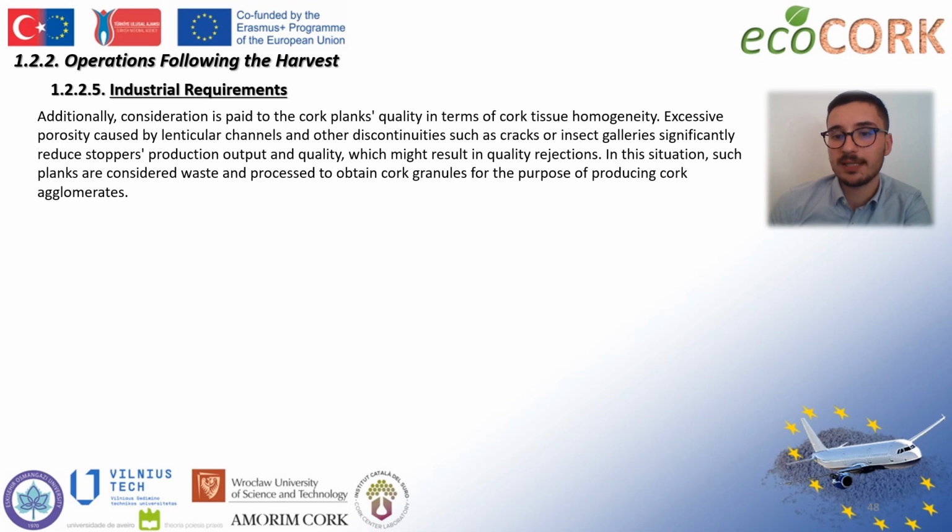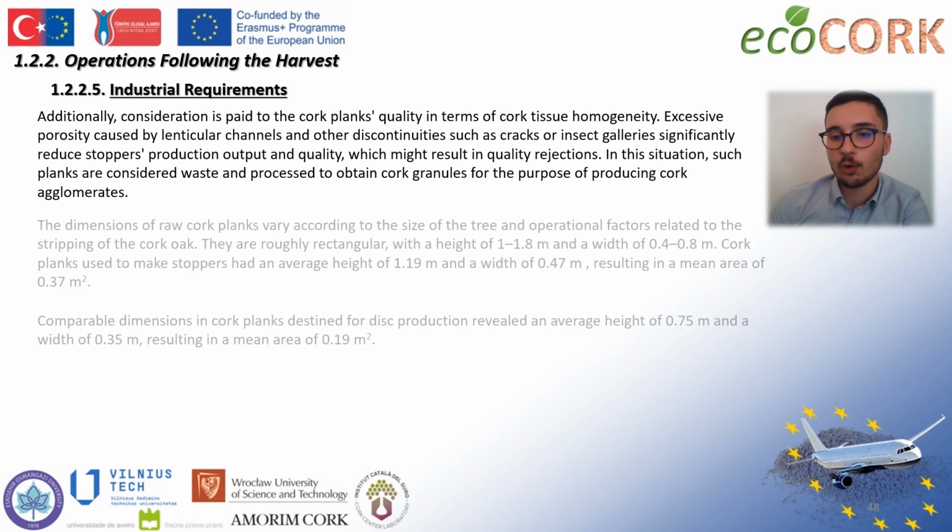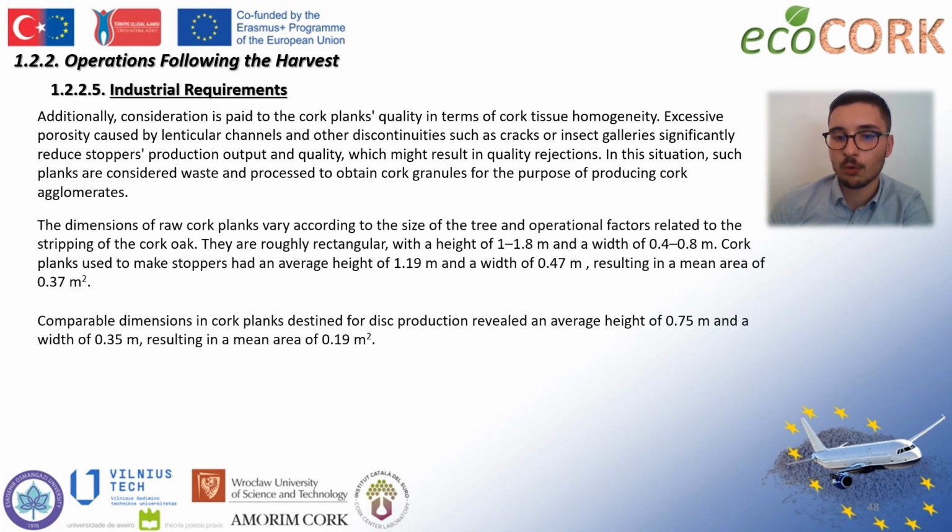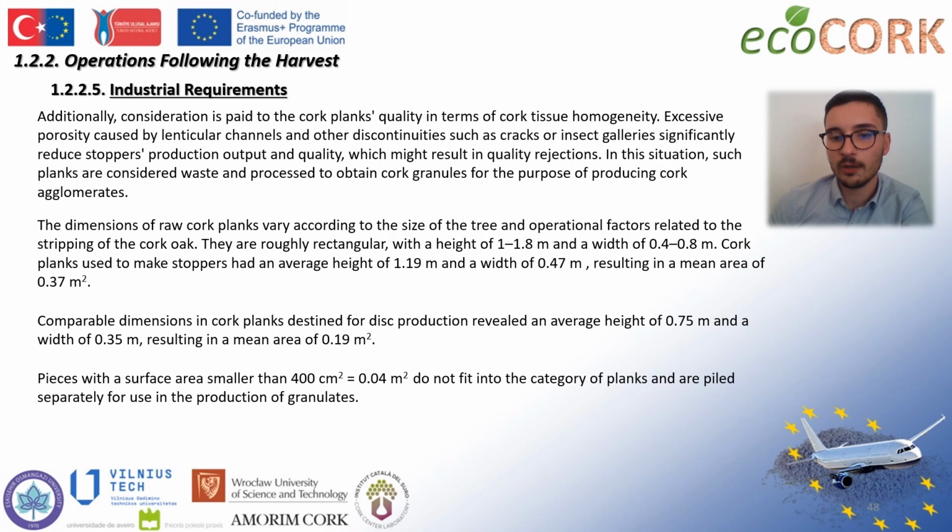Also, the quality of cork planks is thought about in terms of how uniform the cork tissue is. Too much porosity, which can be caused by lenticular channels and other breaks like cracks or insect galleries, lowers the production output and quality of stoppers, which could lead to quality rejections. The size of the tree and how the cork oak is stripped affects the size of the raw cork planks. They look like rectangles and are about 1 to 2 meters high and 40 to 80 centimeters wide. Pieces with a surface area of less than 400 square centimeters don't qualify as planks, so they are stacked separately.